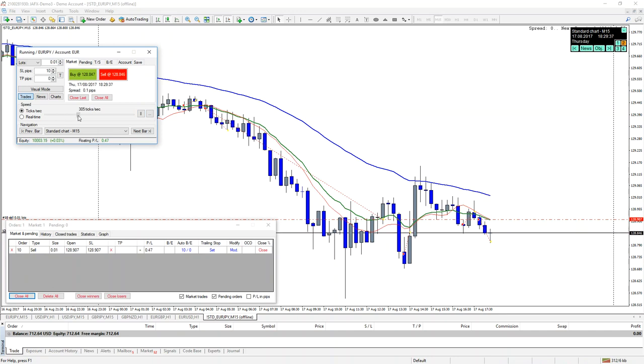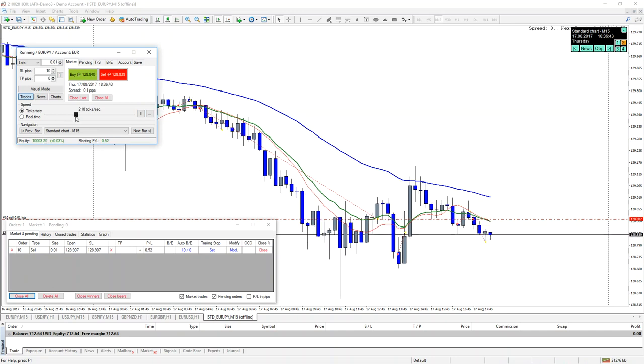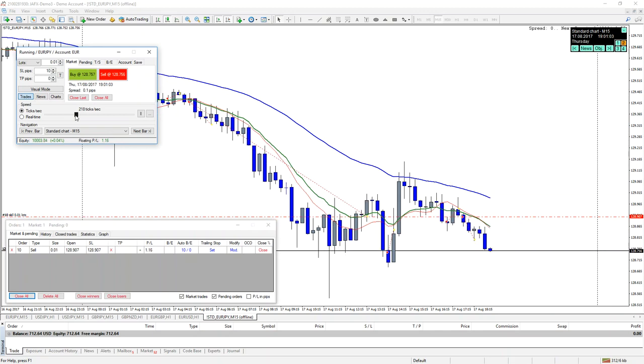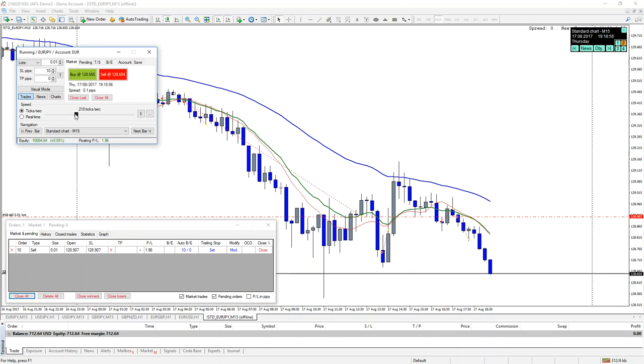Sorry, let's speed this up a little bit. So we're starting to see price break. Okay, good. So we got our first position. Take profit was hit. Nice and quick. Our stop loss got moved up to break even.